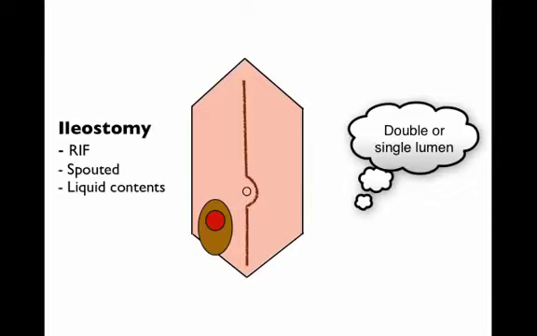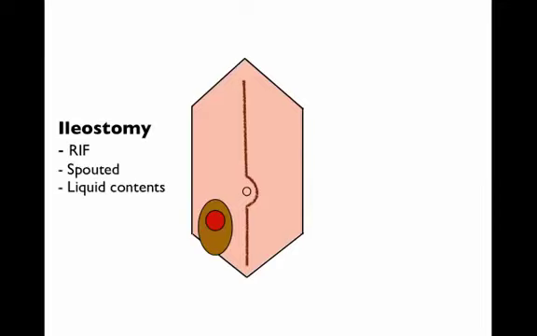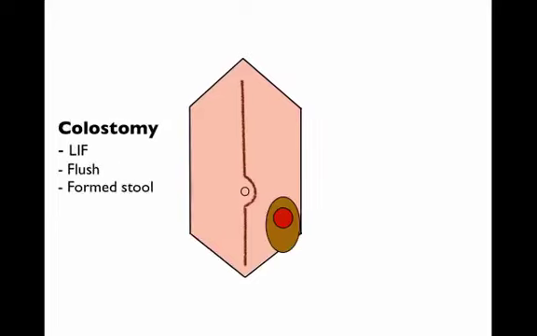In this case, we have an ileostomy. We know this because it's in the right iliac fossa, it's spouted, which we discovered on examination, and the bag has liquid contents. This is in contrast to a colostomy. Here, as you'll remember, it's in the left iliac fossa, it's flush with the surrounding skin, and the contents of the bag are formed stool.